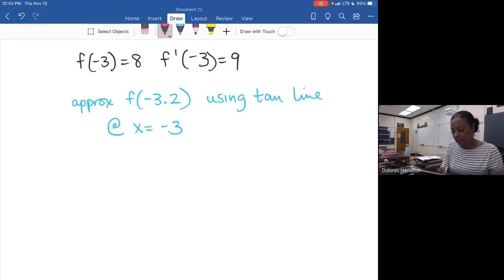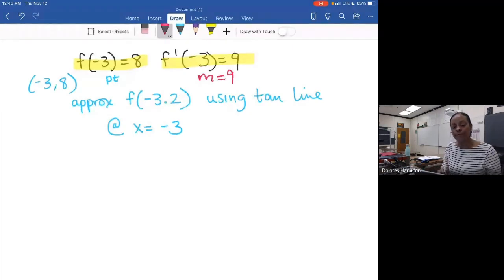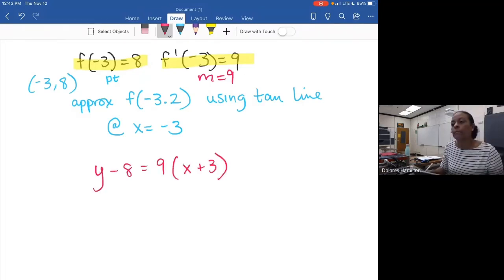Here's all that information that they gave us. You'll notice that with that part, they gave us the point. With this part, we're given the slope. Again, this is the point value at x equals -3 and the slope at x equals -3. Let's put it in point slope form. And our point slope form looks like this.